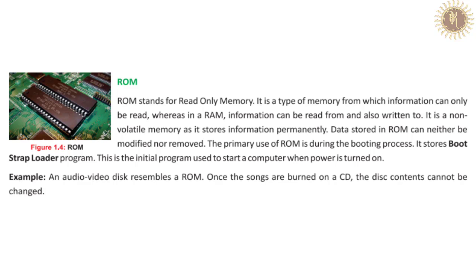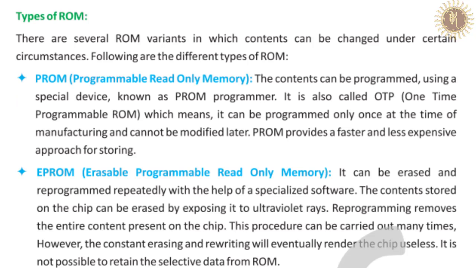Example: an audio-video disc resembles a ROM. Once the songs are burned on a CD, the disc contents cannot be changed. Types of ROM. There are several ROM variants in which contents can be changed under certain circumstances. Following are the different types of ROM.